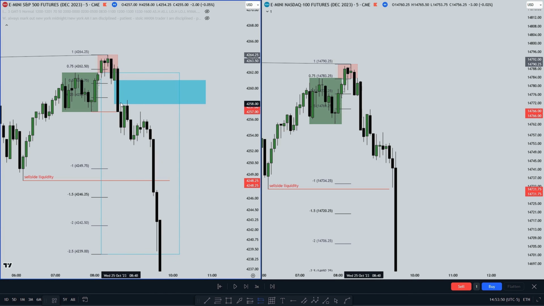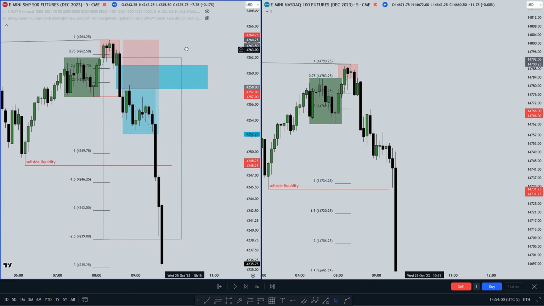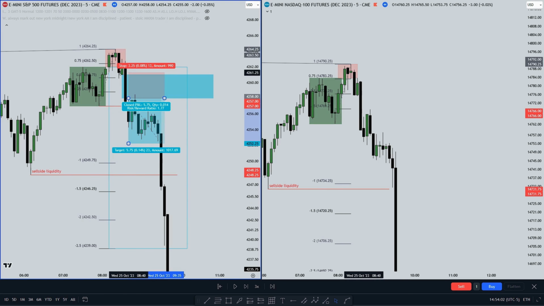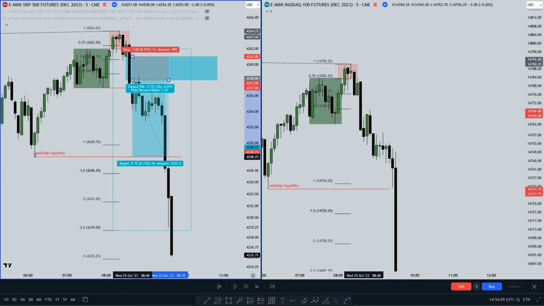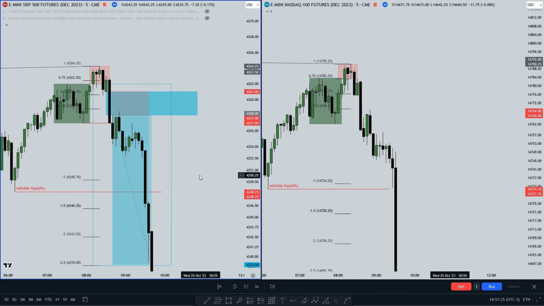So a trade entry would look something like this, where you enter right here, and then you could put your stop loss either above the manipulation move or at the high of this fair value gap, and then you would target either the sell side liquidity or the -2 to -2.5 range.